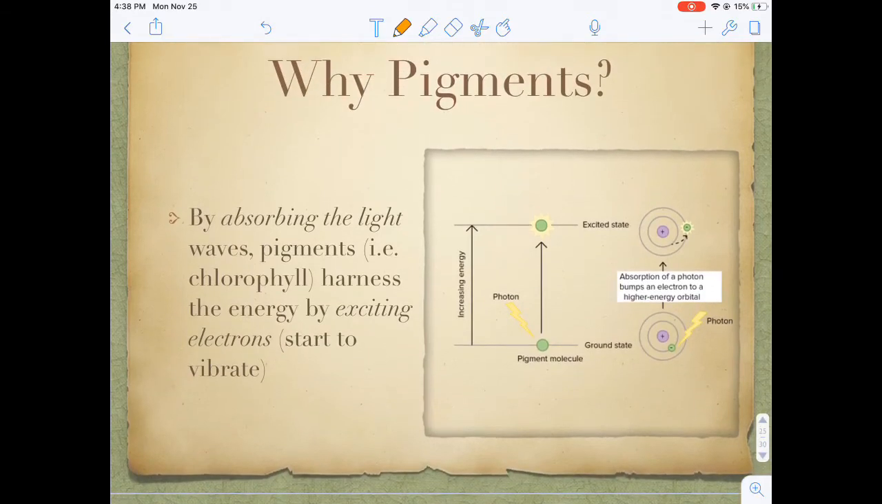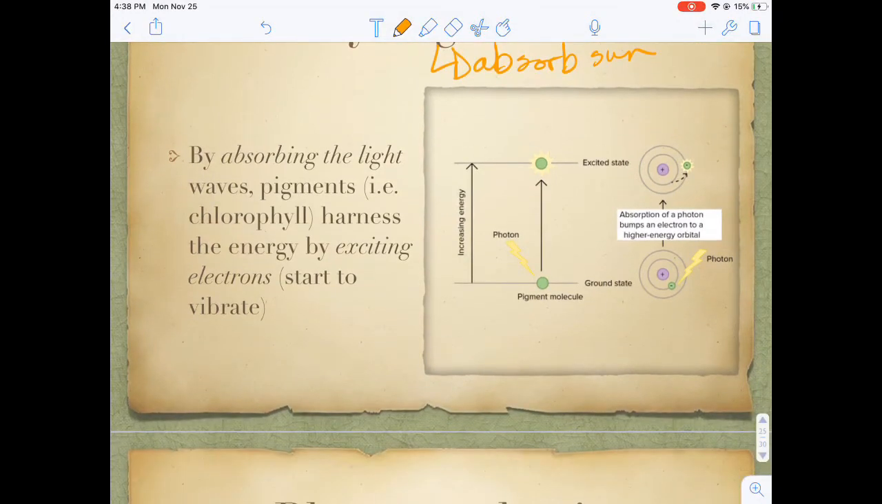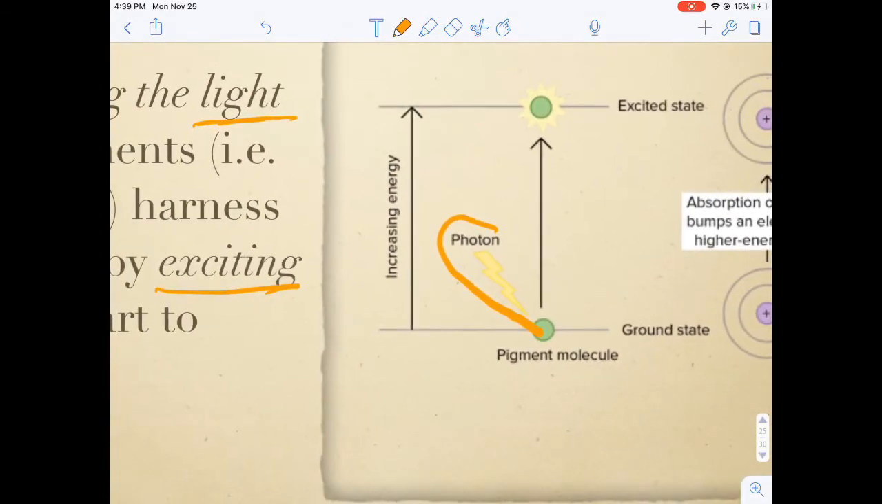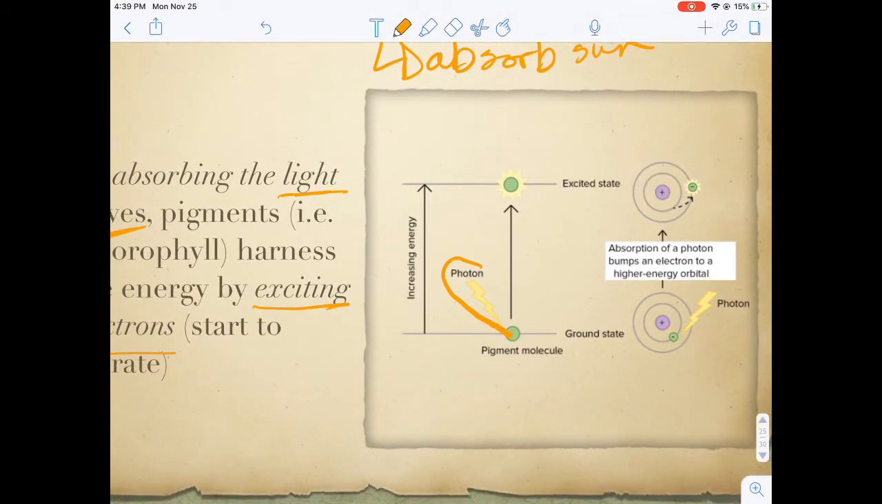Okay, so why are pigments so important? We know that their job is to absorb energy, or sun energy. So how do they do that? The way that they're able to absorb the light energy, the energy in these waves, is by exciting electrons. So let's imagine that a bit of light is hitting an individual pigment molecule. What happens is it's hitting an electron and it excites that electron.